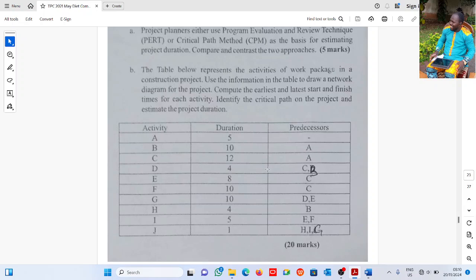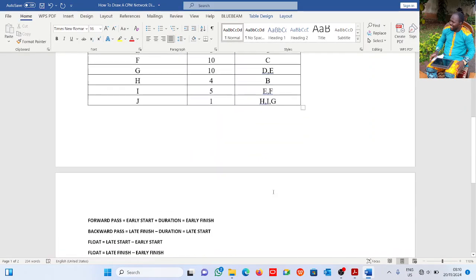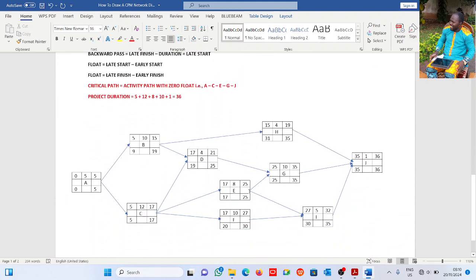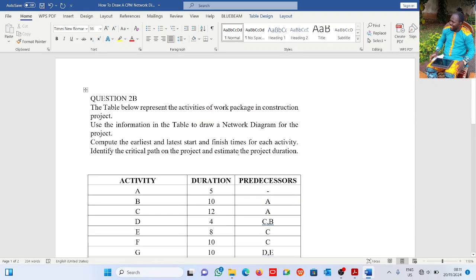I had to bring the question from here down to here so I'll be able to draw the network diagram effectively. It says the table below represents the activities of a work package in a construction project. Use the information on the table to draw a network diagram for the project, compute the earliest and latest start and finish times for each activity, then identify the critical path on the project and estimate the project duration.